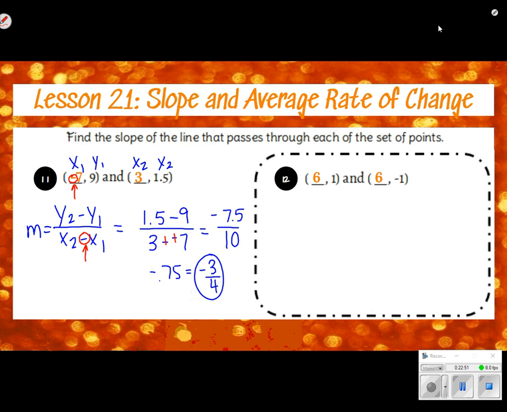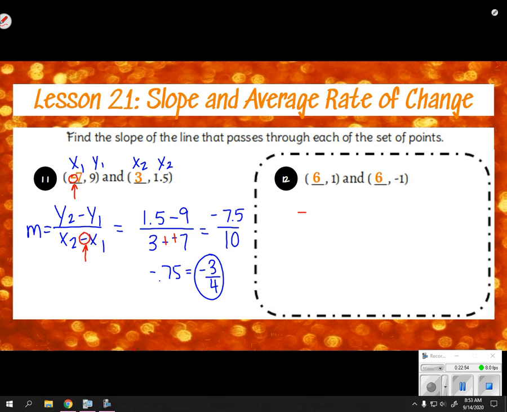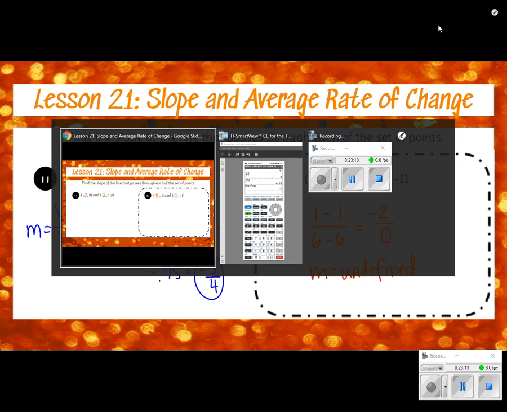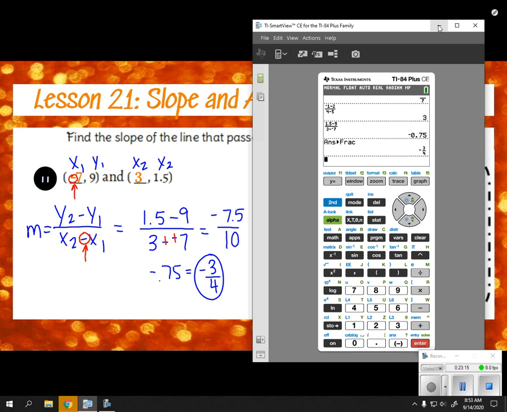All right, let's look at this one. Y2 minus y1 over x2 minus x1. And over -2 over 0. Uh-oh, we can't divide by 0, so my slope is undefined. Let's look at that one in the calculator. And see, we should get an error when we put that into the calculator. I expect an error.